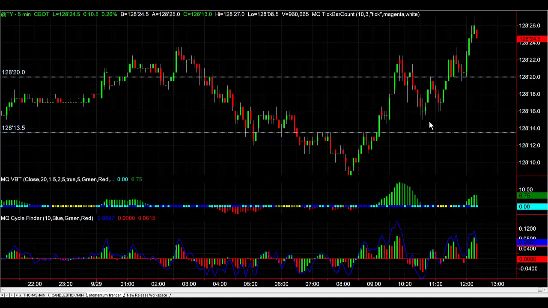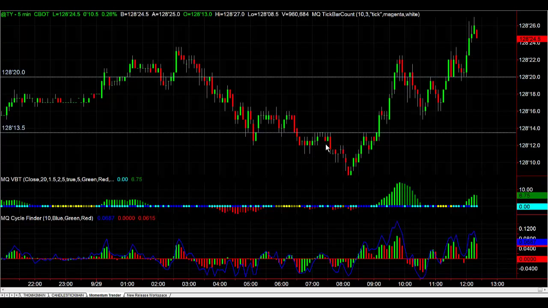We're going to go ahead and take a look at the 10-year note for today and a couple of trades that we had from the futures trading room. Today is, of course, Tuesday, September 29th. So first thing we did this morning, we had an inverted head and shoulders on this 5-minute chart.